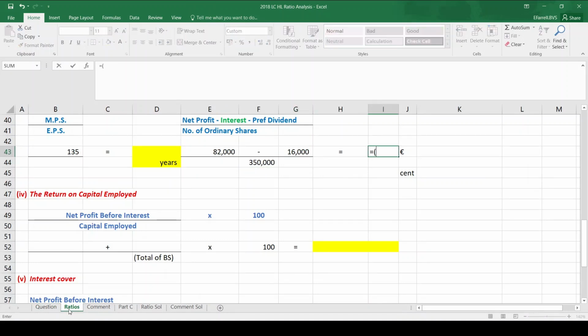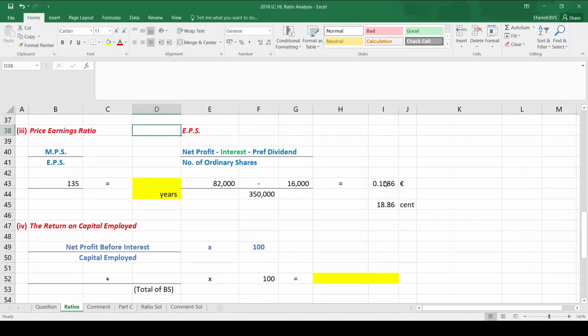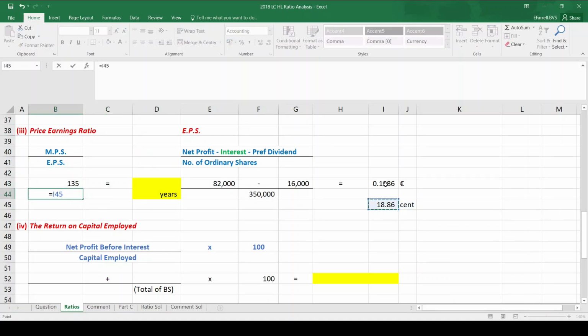So to work this out, it's going to be 82 minus 16 divided by 350. So again, that's €0.1886. And to get it in cent, I'm going to move the decimal over 2 places, 18.86 cents. So now I have my earnings per share. I can fit it in here. It is 18.86. And to get my price earnings ratio, market price per share divided by earnings per share, it is 7.16. So some people say 7.16 years, and some people just say 7.16 is to 1. Either way is fine.